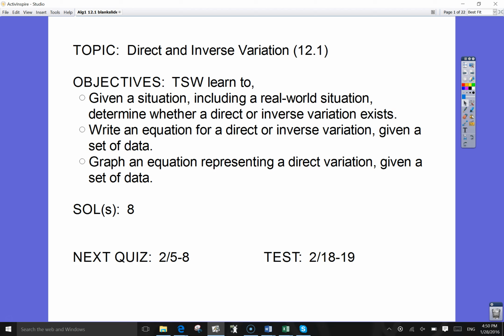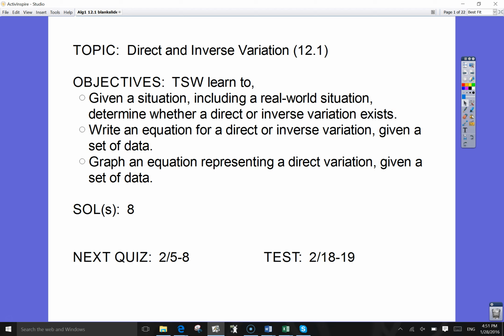This is direct and inverse variation, and I am recording this video not in front of the class, so it won't have the typical pauses that exist when I'm talking in front of a class. So if I'm going too fast, or if I give you a "try it" and you need to actually do what I'm asking you to do, you might want to hit pause and then hit play when you're done.